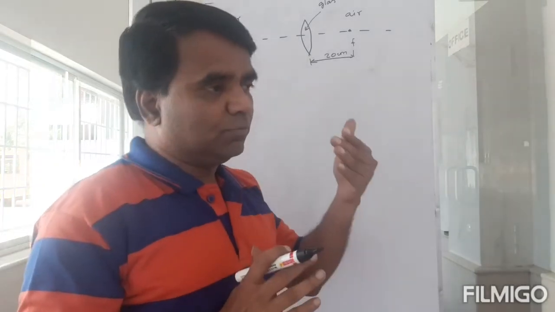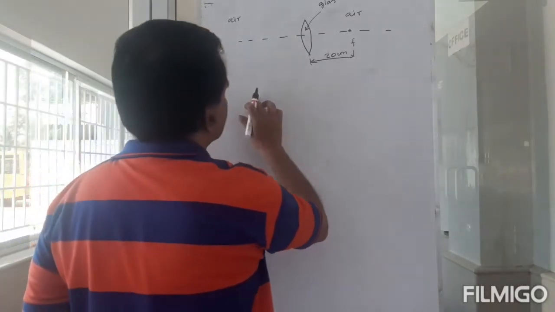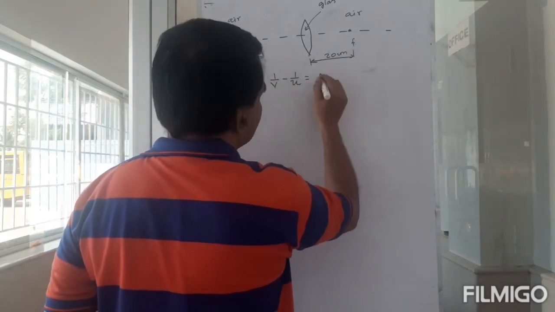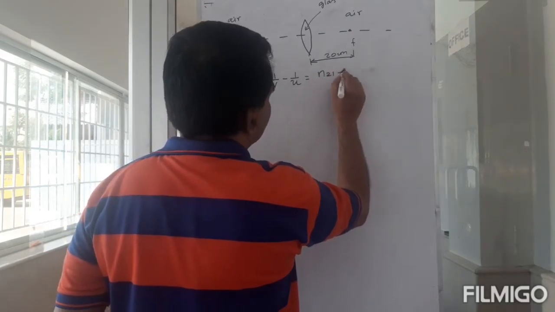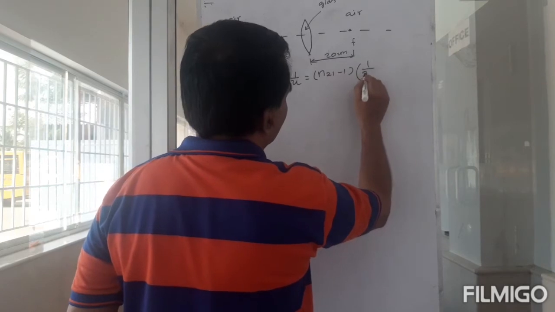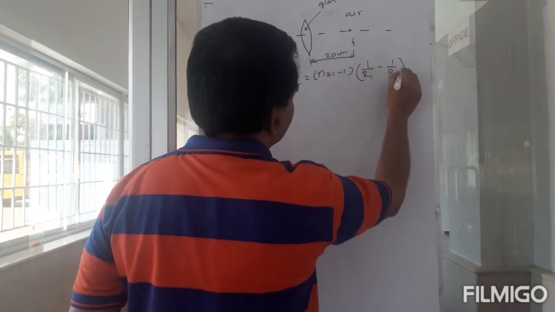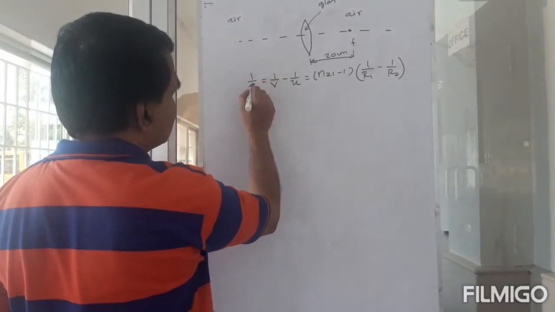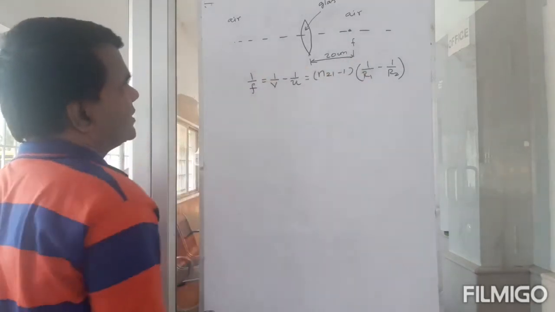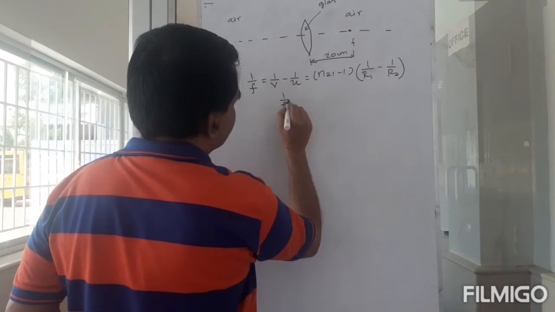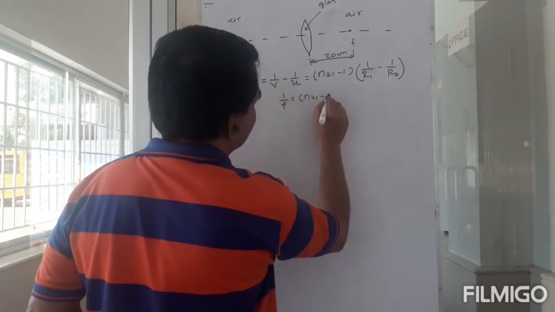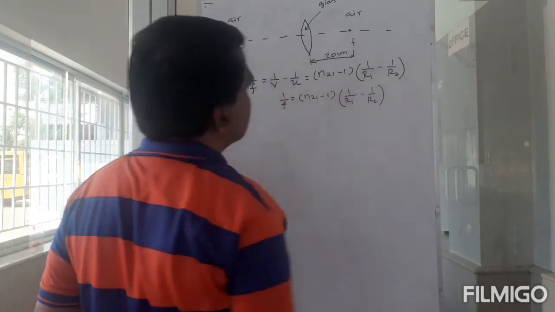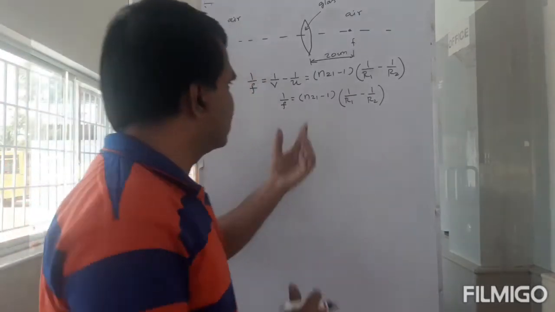Well, if you remember the lens maker's formula, it's given like this: 1 by V minus 1 by U is equal to N21 minus 1 into 1 by R1 minus 1 by R2. And this 1 by V minus 1 by U is also equal to 1 by F. So 1 by F is equal to N21 minus 1 times 1 by R1 minus 1 by R2.